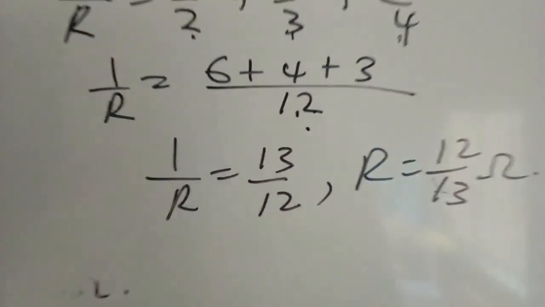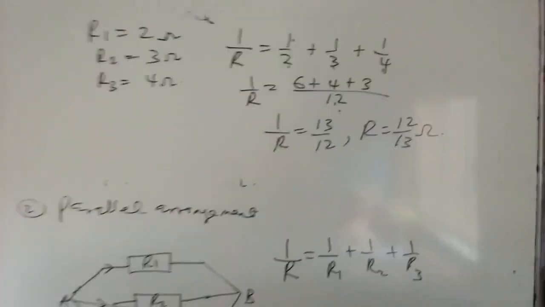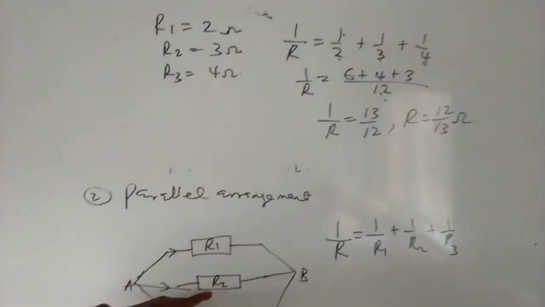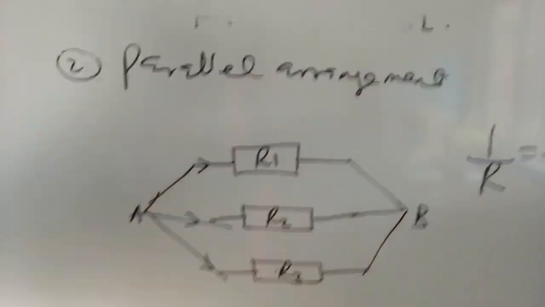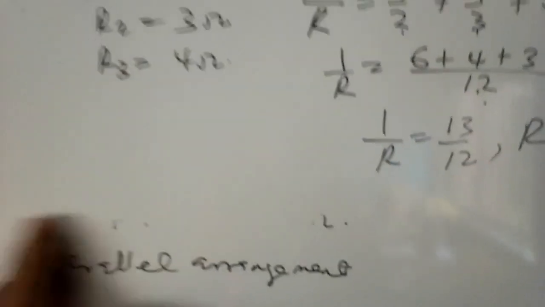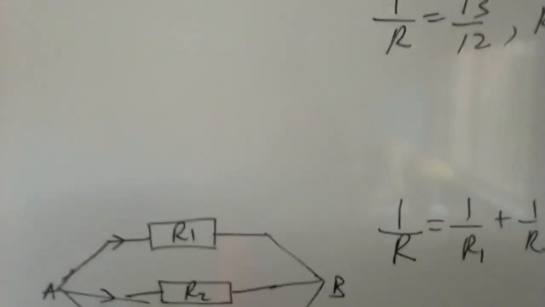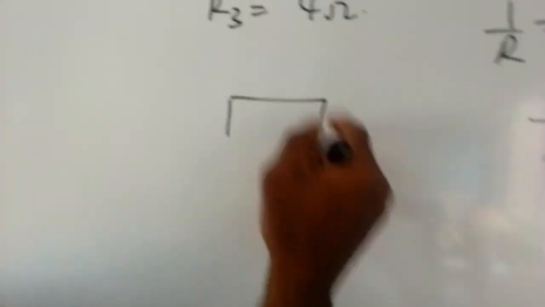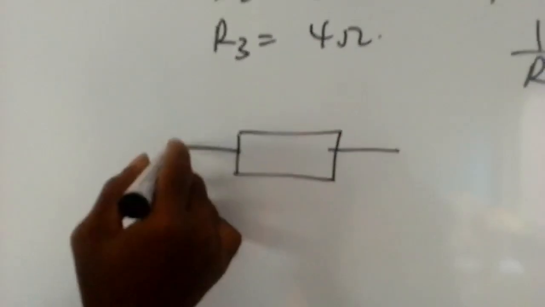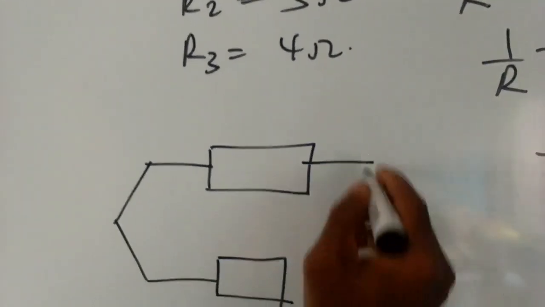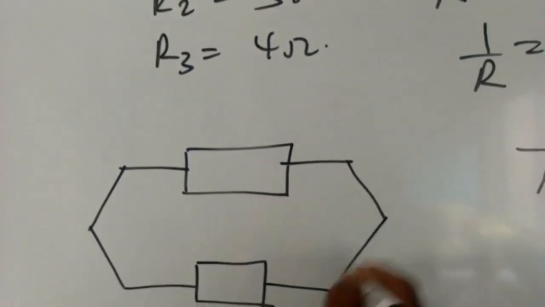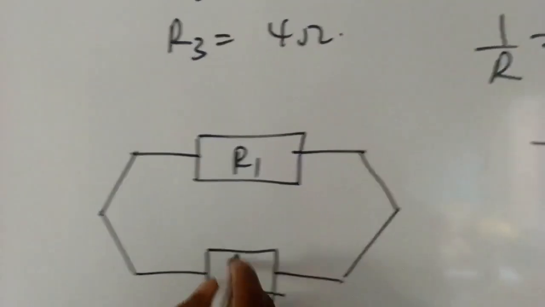So you see that when resistors are connected in parallel, they give lower resistance, and when they're connected in series, they give a higher value for the net resistance. Having done that, we have a special case: when you have two resistors connected in parallel, we can use a shortcut formula or a short method.